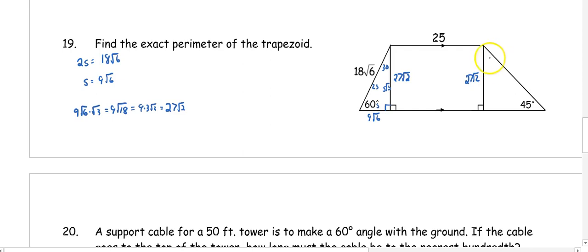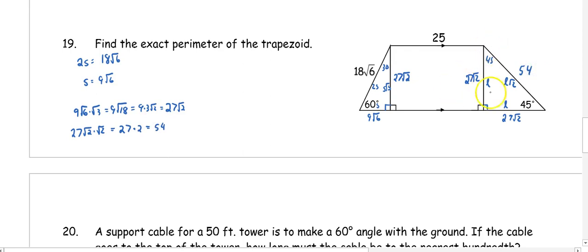So on the other triangle, it's a 45, 45, 90. So we have 27 root 2 for the other part of the leg. And then the hypotenuse of that right triangle, we're going to multiply by root 2. So we would have 27 root 2 times root 2, which would get us 27 times 2, which is 54.